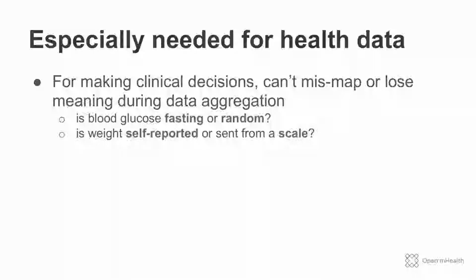Now, it's especially important that we have common schemas in healthcare, because if you're going to send me data so I can make a clinical decision on my patient, if I'm going to change the dietary recommendations, for example, if I'm going to increase the blood pressure dose, you can't just go mismap that data, okay? You can't lose meaning when you're doing the data aggregation. So if there's blood glucose coming in, I need to know whether it's fasting or random, okay? As a clinician, that's an obvious thing to me.